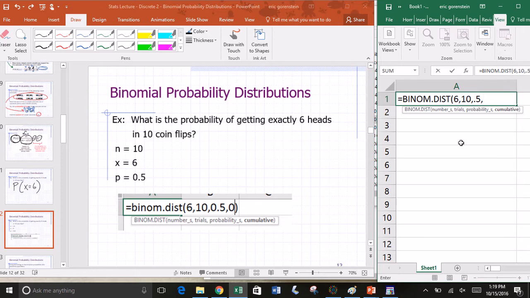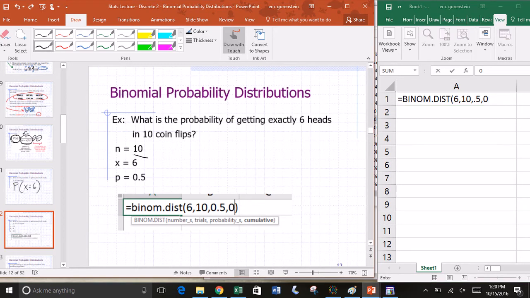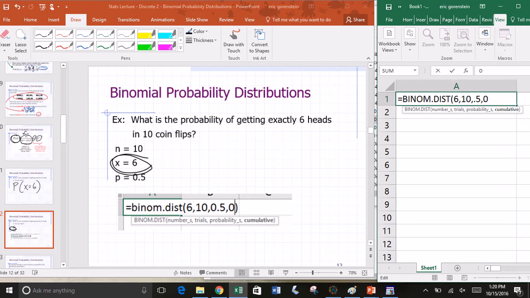And do I want the cumulative function? Cumulative function means everything from the beginning, in this case, everything up from 0. So if I say x equals 6, the cumulative function will interpret that as x equals 0, 1, 2, 3, 4, 5, or 6, and give you all of those probabilities added up. So I do not want the cumulative function. In Excel, 1 means yes, 0 means no. So if you're looking for the probability of x equals one particular value, in this case 6, we want 0 or no for the cumulative function. Okay, so about 20.5% is the probability of getting 6 heads out of 10 flips.